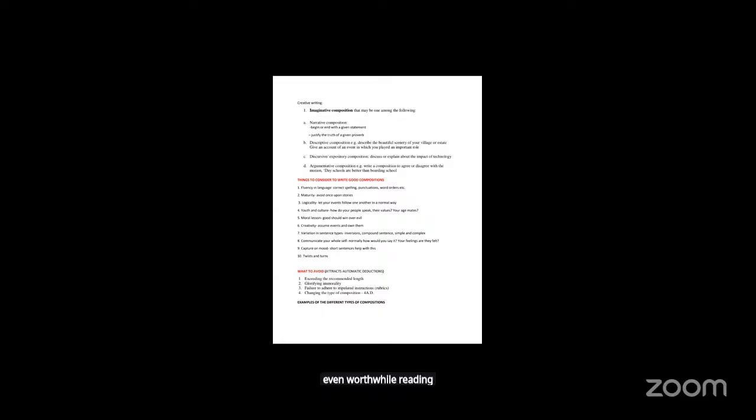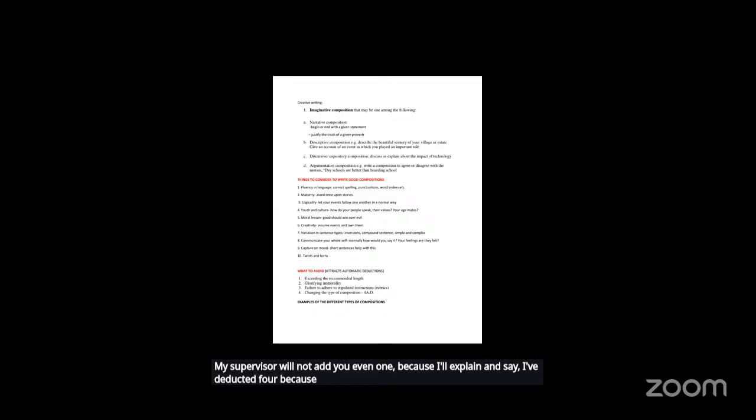I'm still sharing my screen for the most part of today. And on my screen, there's something I've said, what to avoid. The other two I said, clichés, and the title. But now over here, you've seen clearly I've written what to avoid. This one will attract automatic deductions. If I deduct 4 from you, my supervisor will not add you even one because I'll explain and say, I've deducted 4 because of immorality. I've deducted 4 because of irrelevance. Irrelevance is also -4.